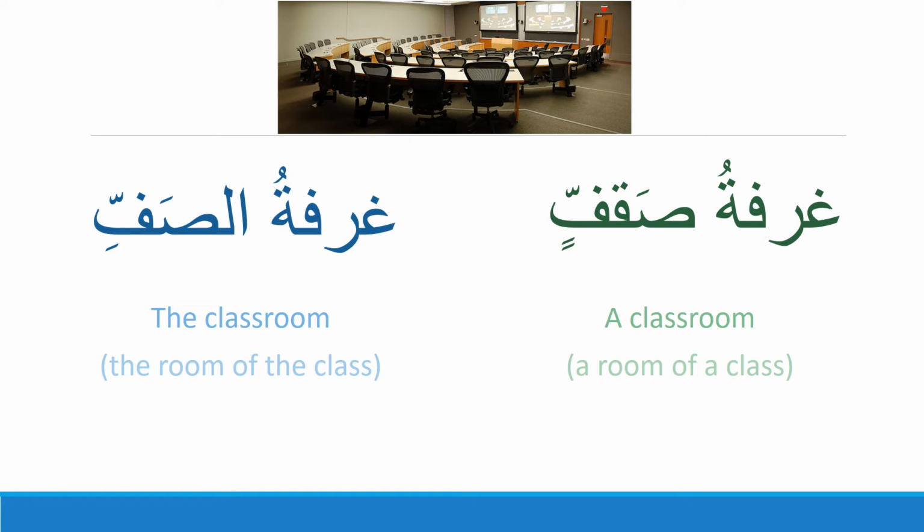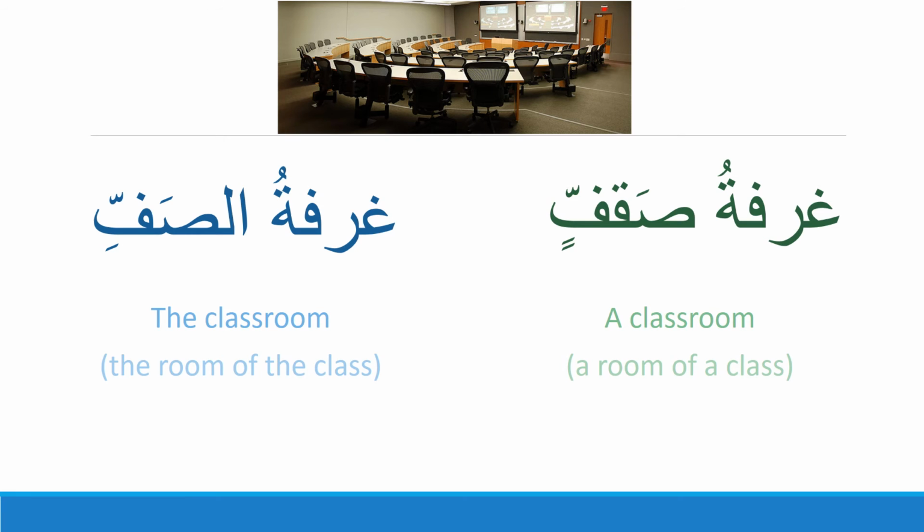You may be thinking that an indefinite noun followed by a definite noun automatically means you've got an iDaafa, and you do. But there can also be indefinite iDaafa constructs. In this case, both nouns are indefinite. Think about Ghurfatu al-Sofi, the classroom, versus Ghurfatu Safin, a classroom. One is a compound word referring to a specific classroom or the room of the class, Ghurfatu al-Sofi, while the other is a general classroom or a room of a class, Ghurfatu Safin.